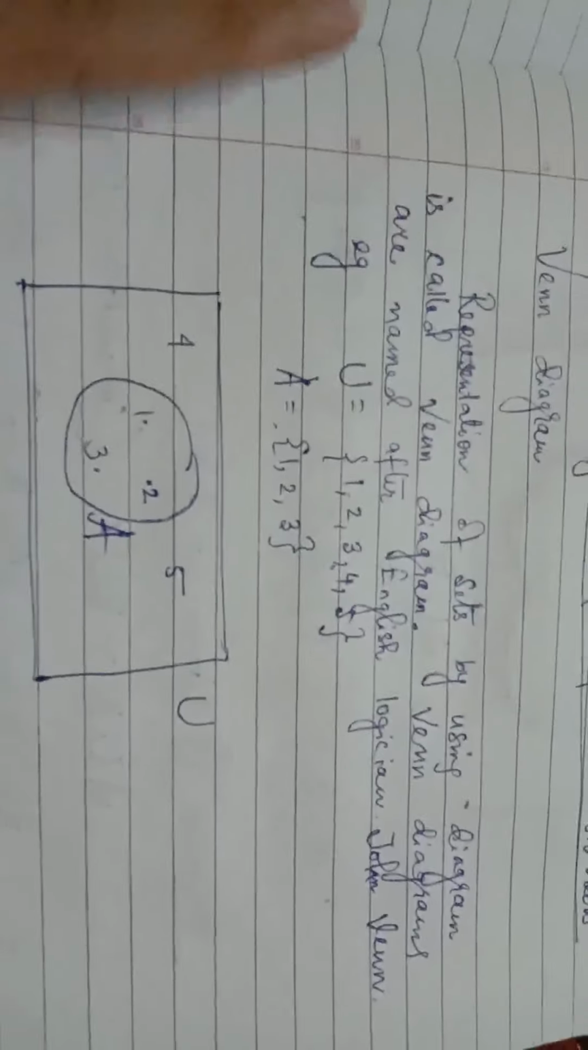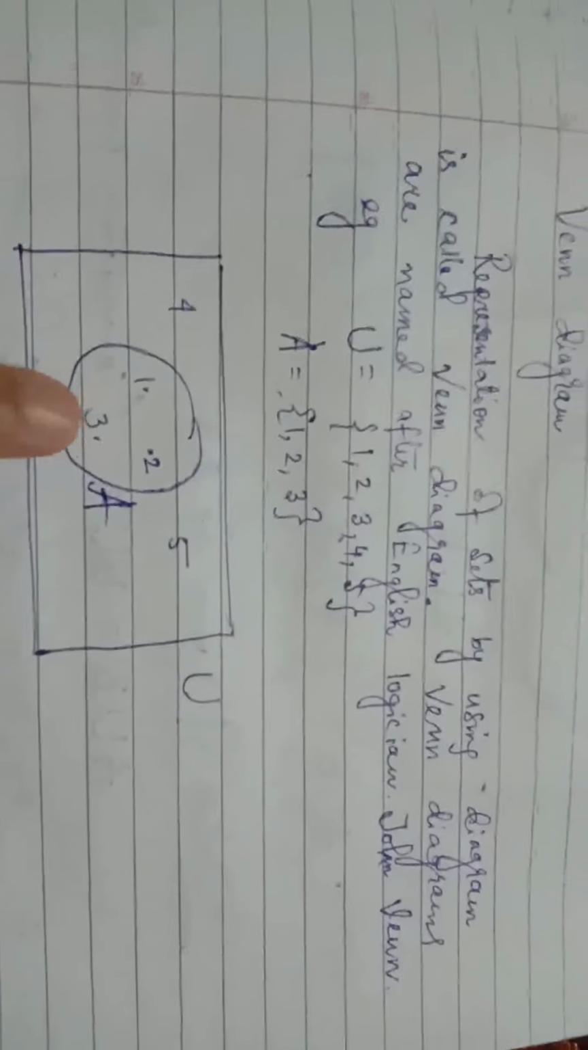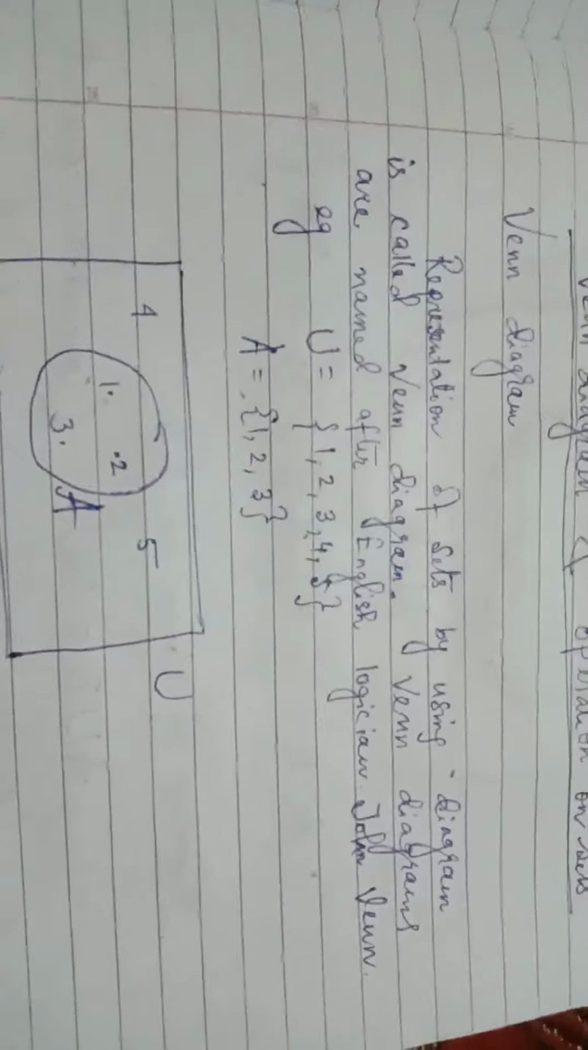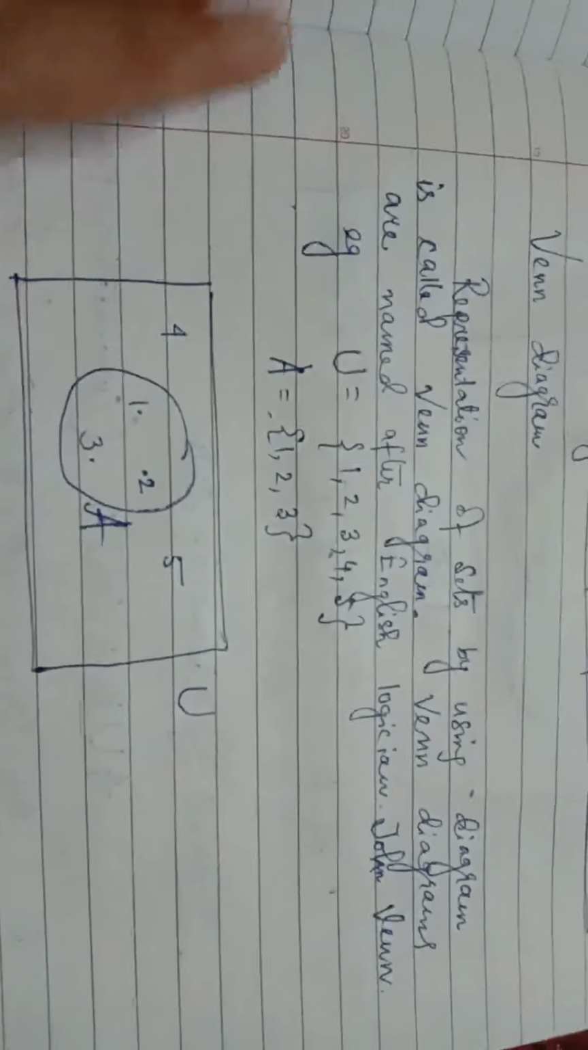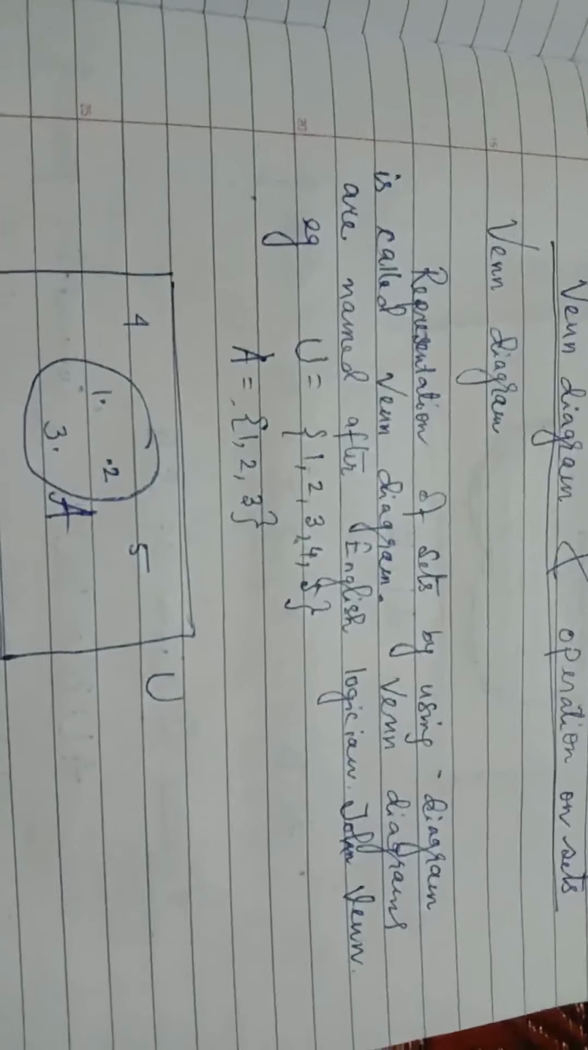Later we will explain union and intersection of sets by using Venn diagram. So this is just the beginning of Venn diagram. Venn diagram means representation of a set by using diagrams.